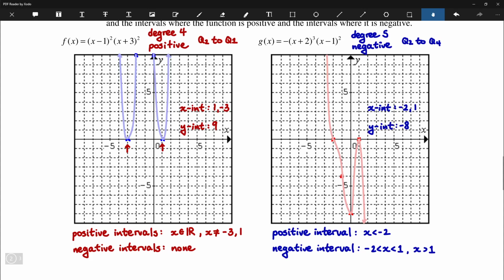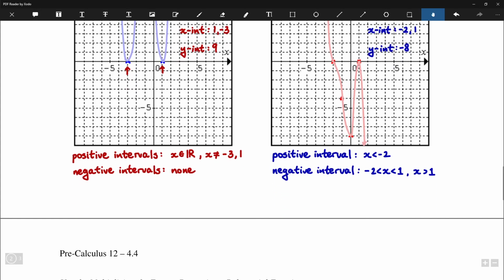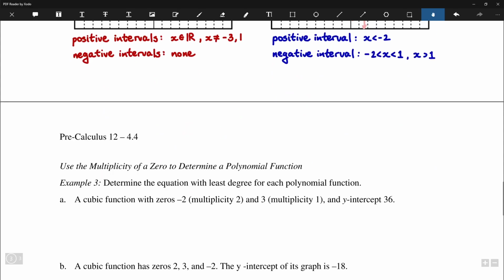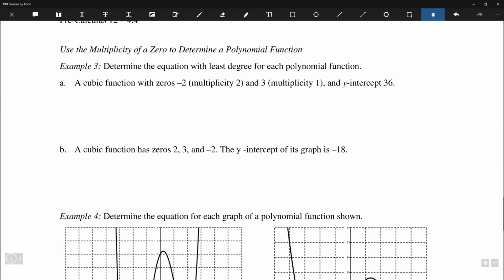Okay, so one more part to talk about after this. It's another version of talking about multiplicity. So it says here, example 3, we're going to determine the equation of the least degree for each polynomial function. So here it says cubic function, so degree 3 with zeros -2, multiplicity 2, and 3, multiplicity 1, and then a y-intercept of 36.